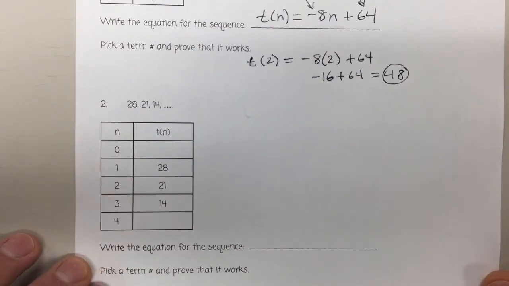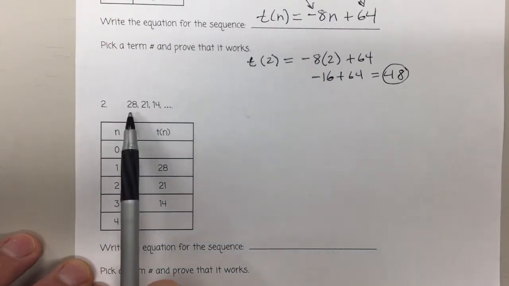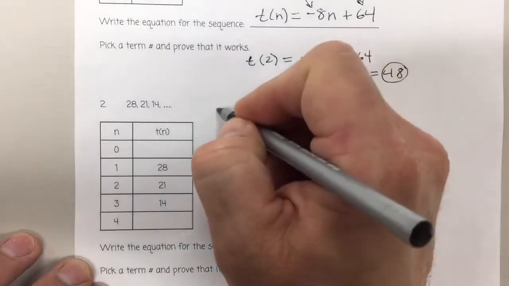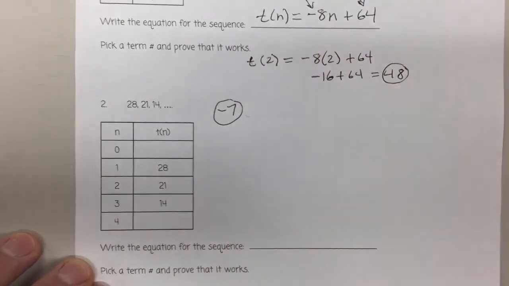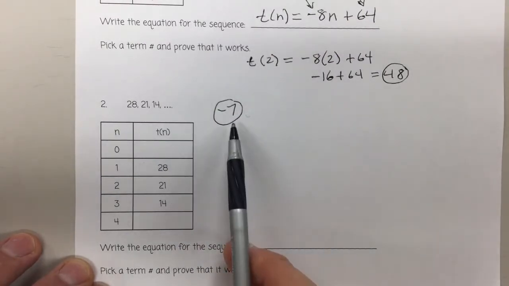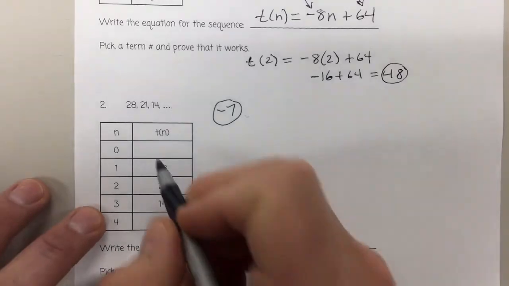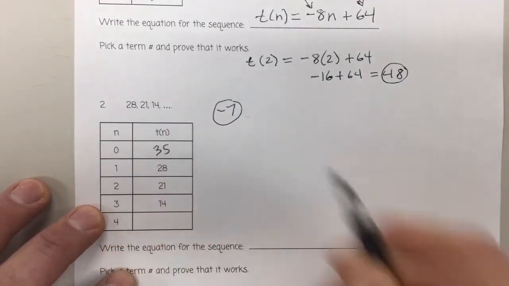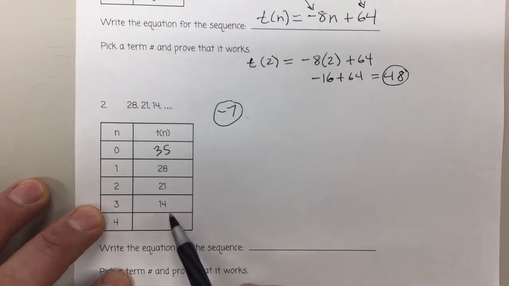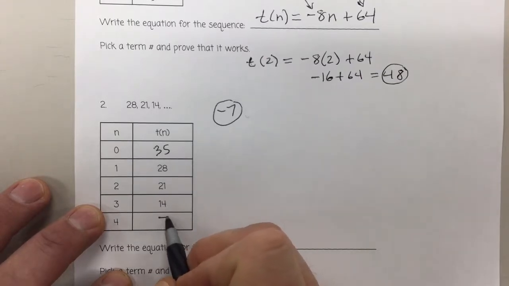For the second example, the sequence is going from 28 to 21 to 14. We are losing 7 between every term. To find the 0 term, I simply add 7 to 28, which is 35. Continuing the pattern to the fourth term, I would subtract 7 from 14 and get 7.